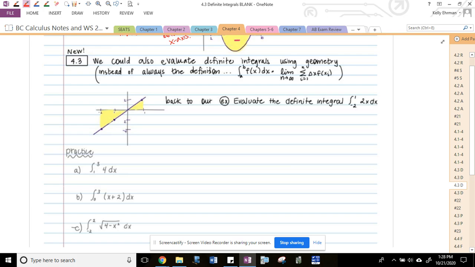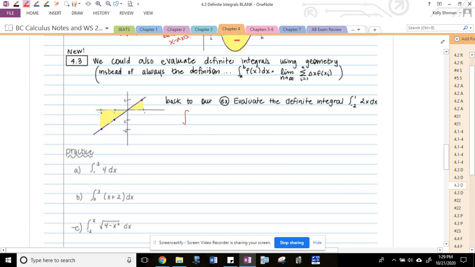Starting off in chapter 4.3, we're going to evaluate definite integrals just using geometry. So instead of always using that big limit definition, which gets pretty long, if we can, I think I did this once in a textbook assignment, if we can just find the area because we have a geometric shape that we have a formula for, like a triangle, a rectangle, a half circle, something like that, then we don't really need integration methods or Riemann sums. So if I want to evaluate the integral of 2x dx from negative 2 to 1, I can just find the area of these two triangles.